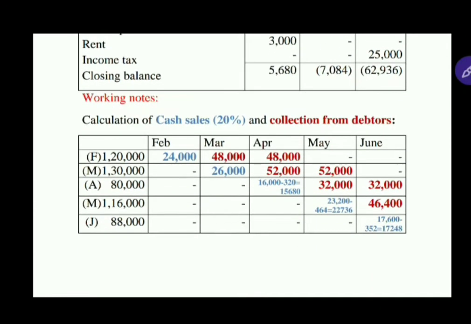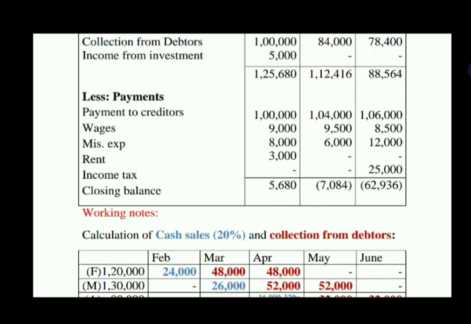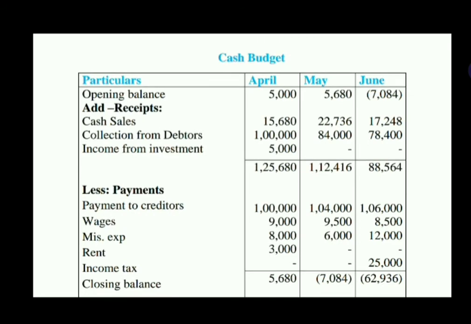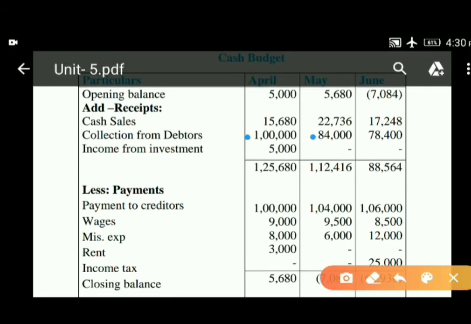So in this working notes we have calculated the amount of cash sales after discount for the months of April, May and June. At the same time, the amount collected from debtors for April, May and June respectively. So here, collection from debtors: 1 lakh, 84,000 and 78,400 for the months of April, May and June respectively.